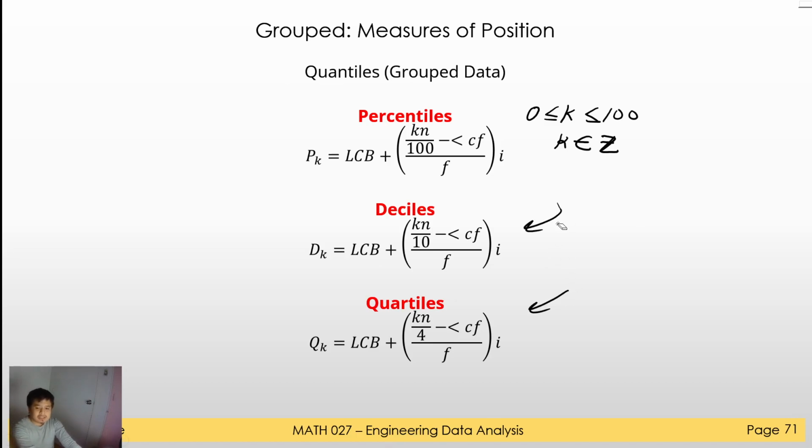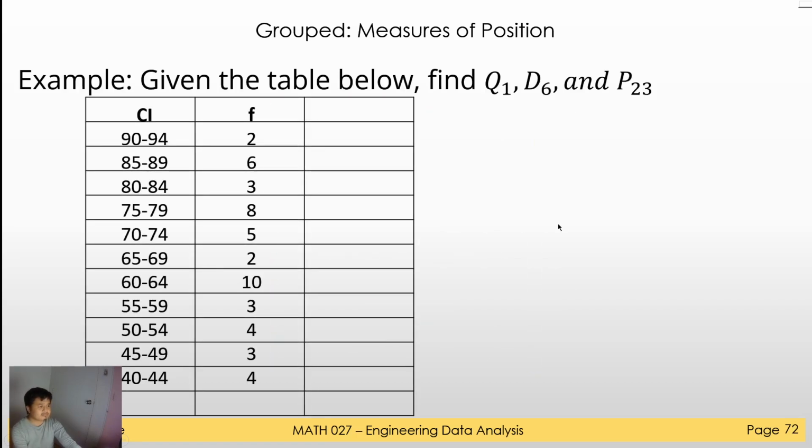All right, so let's try finding the relative position of this given data set in a frequency table. Again, given this table, we want to find Q1, the first quartile, P6, the 6th percentile, and P23, the 23rd percentile. Given this data, how do we find this relative position? This is similar to what we did in the ungrouped data set.